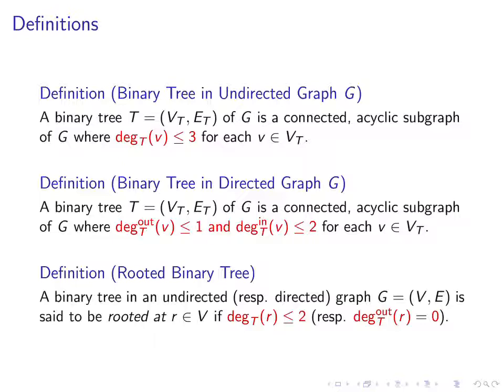One may want to specify that the binary tree is rooted at a specific vertex. So in an undirected graph, we say that the root has to satisfy the constraint of degree not being greater than 2. While in directed graphs, the out degree of the root is exactly 0.